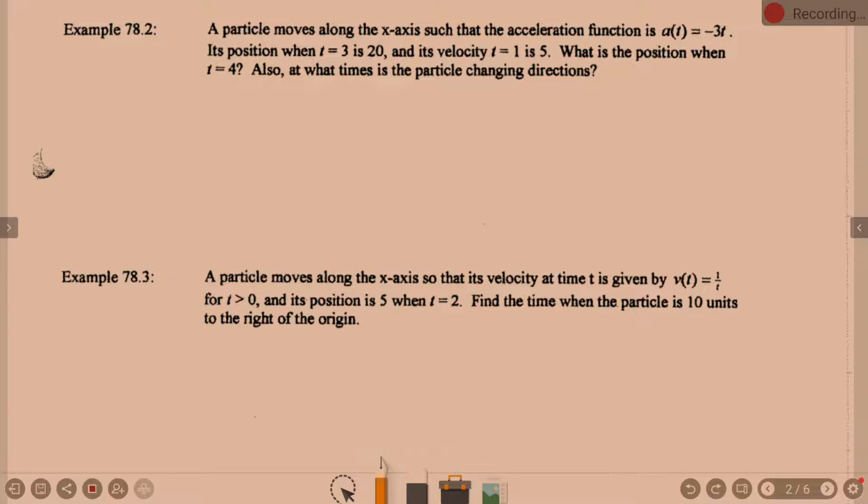Let's see. This time, acceleration is negative 3t. Position when t equals 3 is 20. Velocity when t equals 1 is 5. What is the position when t equals 4? And at what times is the particle changing direction? Those are kind of the pieces we have to find there.